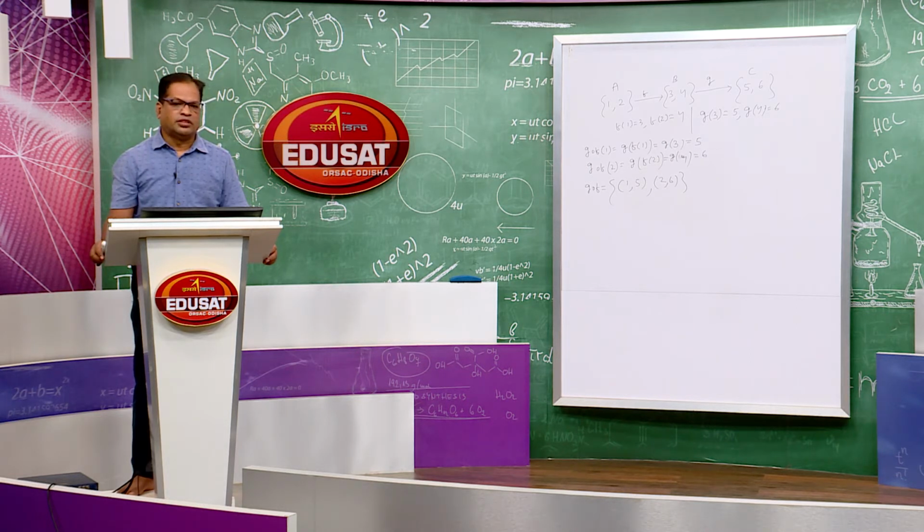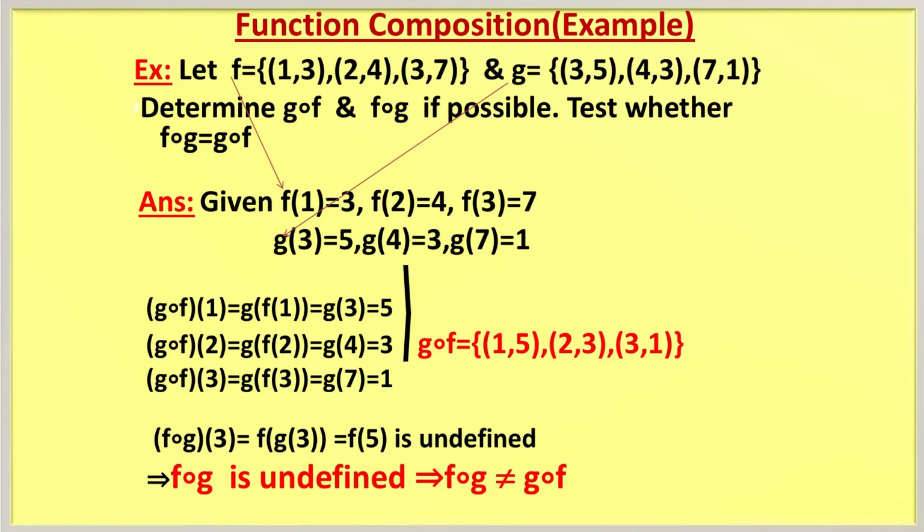Now, this is a similar example to what we discussed on the blackboard. F is equal to {(1, 3), (2, 4), (3, 7)}, G is equal to {(3, 5), (4, 3), (7, 1)}. Determine g composition f and f composition g if possible, because they may not always be obtainable. But if they are obtained, test whether f composition g equals g composition f.